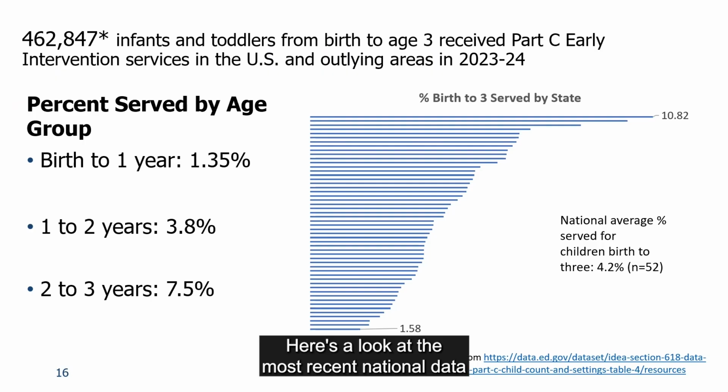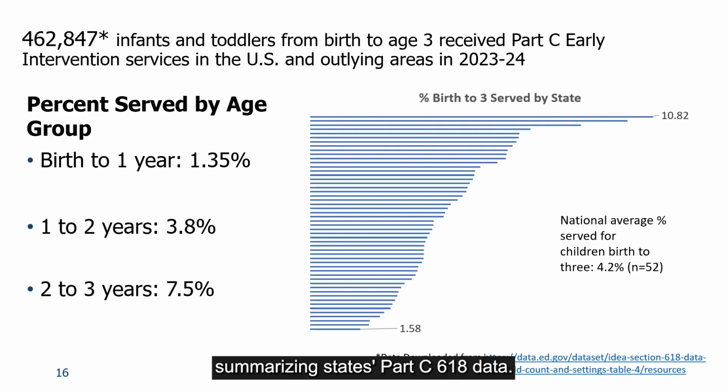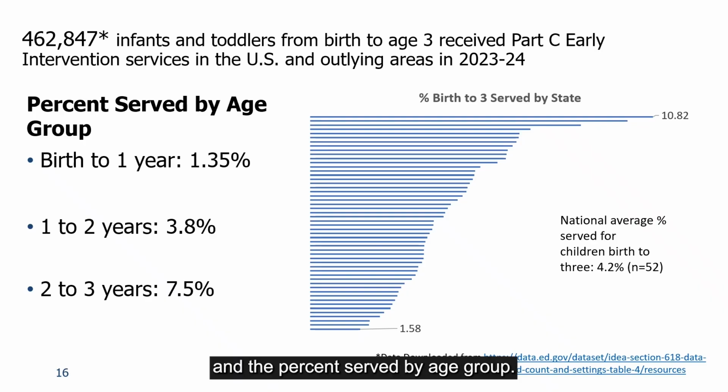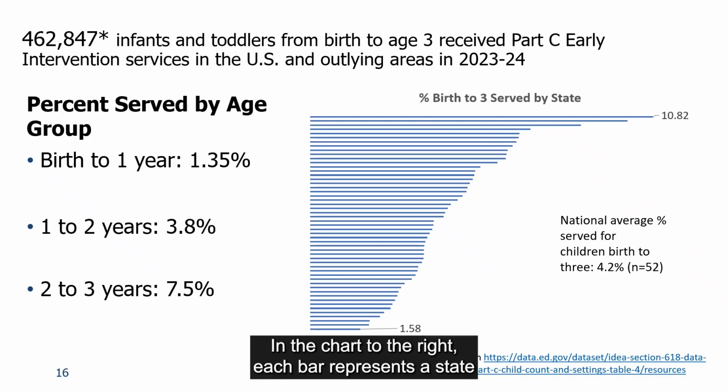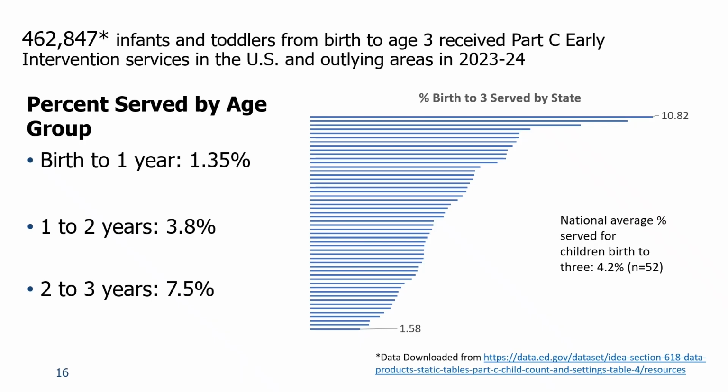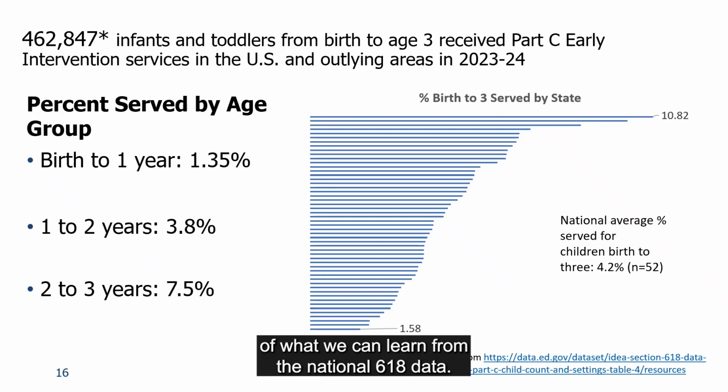Here's a look at the most recent national data summarizing states' Part C 618 data. We can see the total number of infants and toddlers served and the percentage served by age group. In the chart to the right, each bar represents a state, and we see the birth to 3% served by state, ranging from 1.58% to 10.82%, with an average of 4.2%. This is an example of what we can learn from the national 618 data.